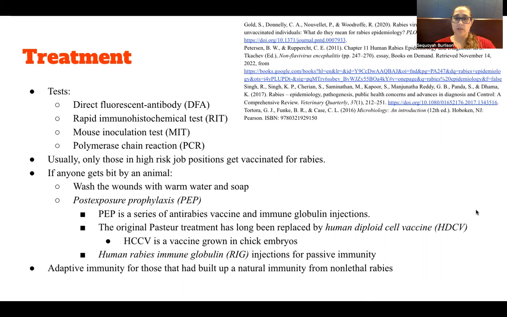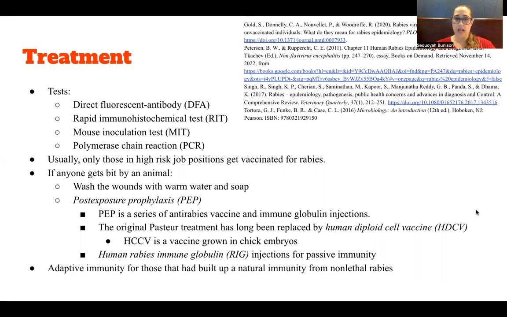The original Pasteur treatment, the original vaccine, has since been replaced with human diploid cell vaccine, which uses human antibodies that are grown within chick embryos. These injections involve 4 injections over a 14-day period. This gives the person basically a chance of passive immunity. There are also human rabies immune globulin injections that also assist in the passive immunity because they are antibodies harvested from people that have already been immunized against rabies.